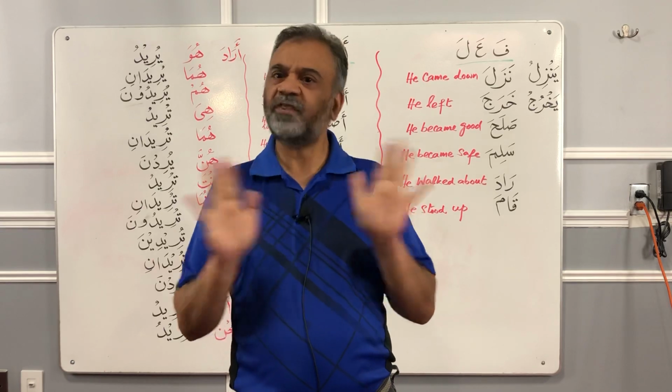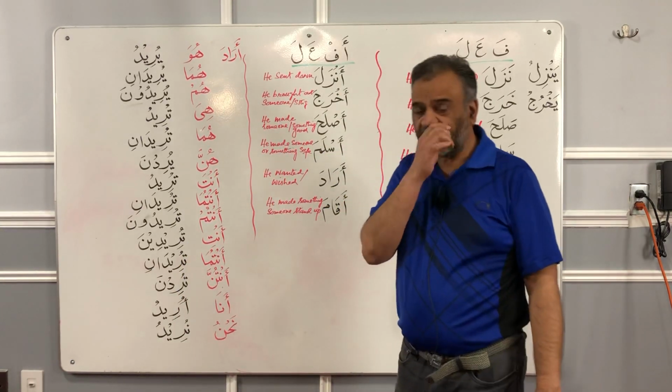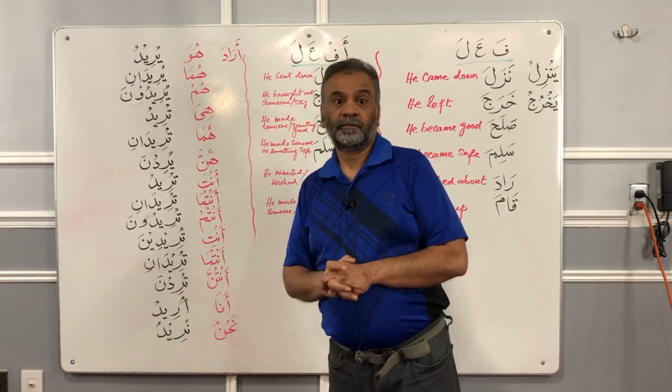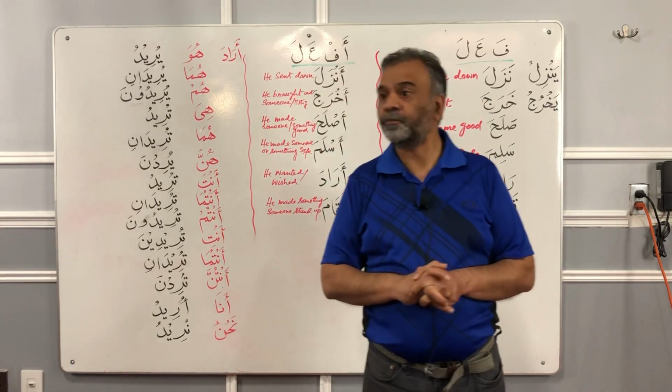Second concept. Easy to remember. That's number one. Af'ala is 4-letter. Form 2 is also 4-letter. Fa'ala, kassara, yukassiru. We'll do it.